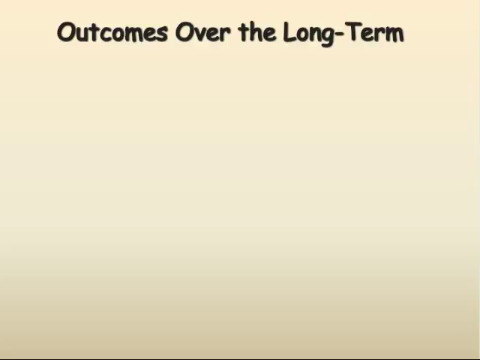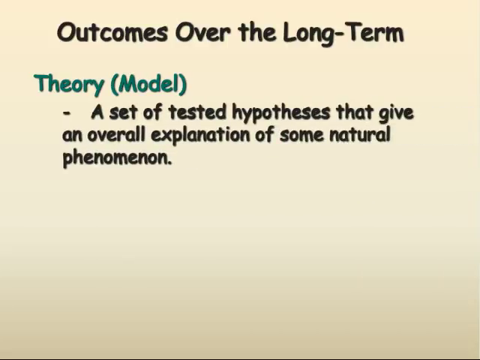So, outcomes over the long term. You're going to get things like theories, also known as models. You hear the word model used a lot more today than you have in the past. But a theory is a set of tested hypotheses that give an overall explanation of some natural phenomenon, explanation of why this thing occurs, and that's very, very important.